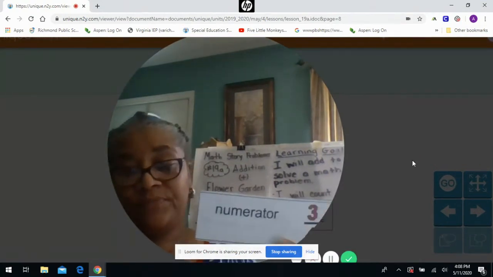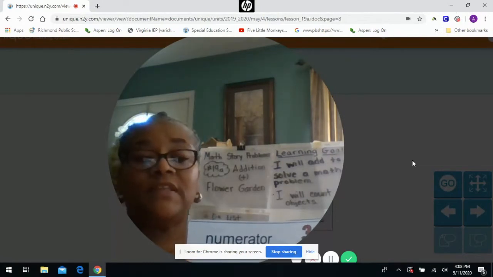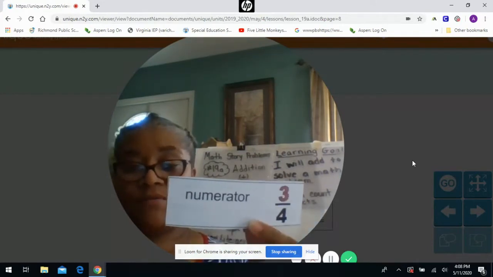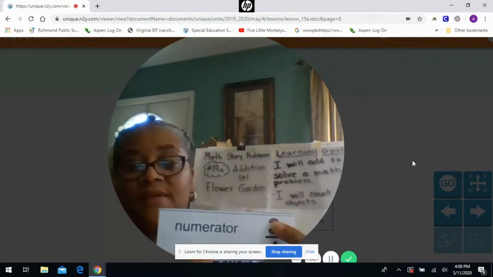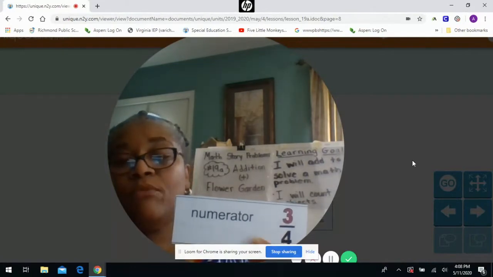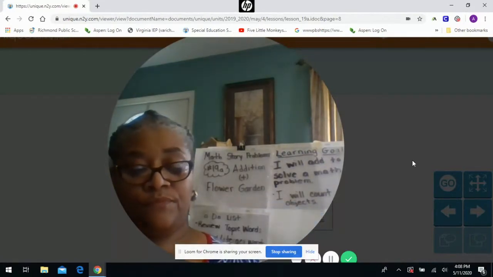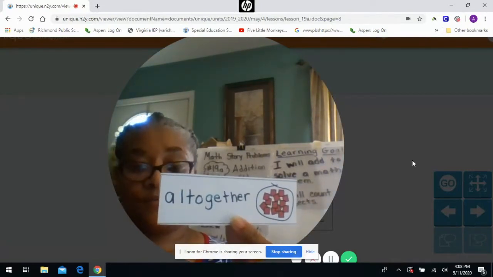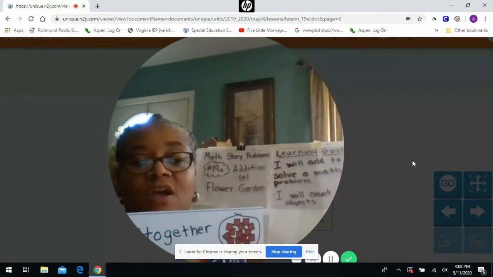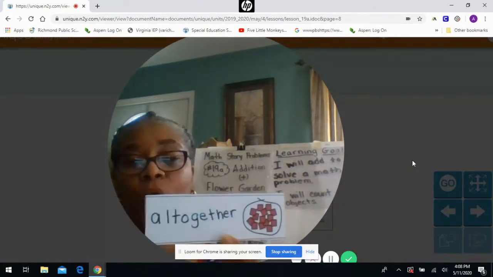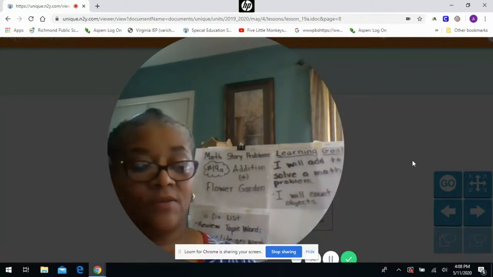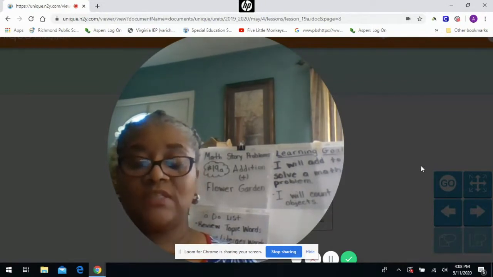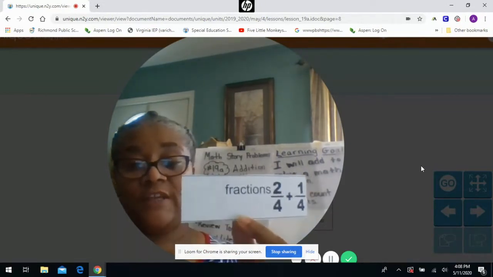Our numerator is the part of a fraction above the line, the number to be divided by the denominator. That's the red 3. Numerator. Then we have another word, all together. That's everything. All of it. When we're adding, we count everything and we get all together. You count everything you see.